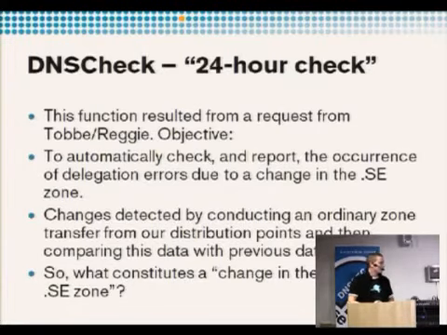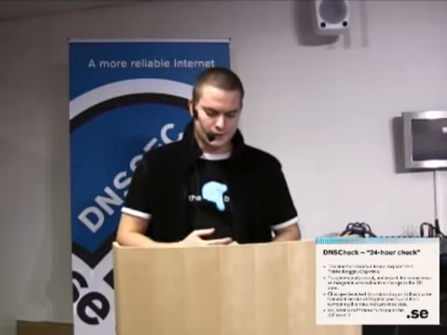And we do this by doing normal zone transfers from our distribution points, and then we compare the zones. Since we update the zone at 2-hour intervals, we take all the differences from the zone transfers and test everything that we have seen changed. So what really constitutes a change in the .se zone?